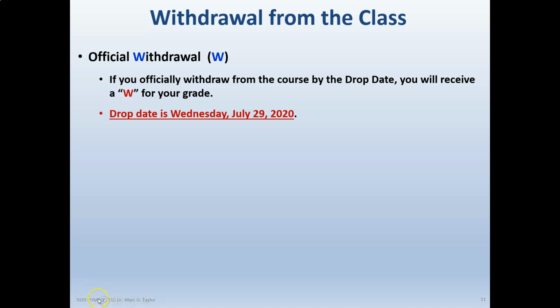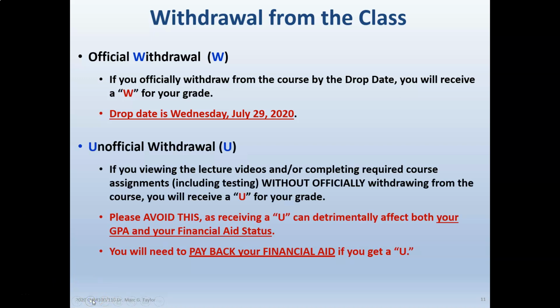However, if you go the other route, which is to unofficially withdraw, in other words, what we call ghosting the class, if you just decide to stop watching the videos, stop doing your homework, stop doing the labs, stop taking exams, in other words, you just stop attending to all the parts of the course, and it results in a failure, which it inevitably would, this results in a U grade, and a U is to be avoided at all costs. Because a U will affect your GPA, obviously, with a failing grade, but it will also affect your financial status, as you will have to pay back your financial aid if you get a U. So please do not do this. If you know you're going to drop, please do it before the drop date.